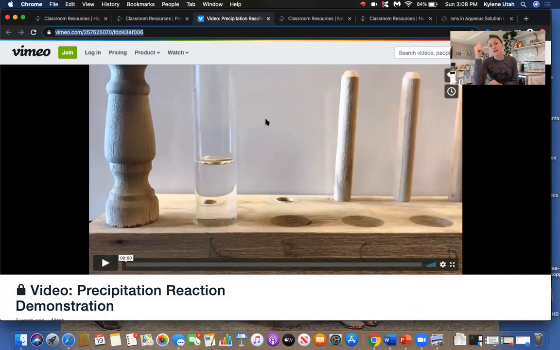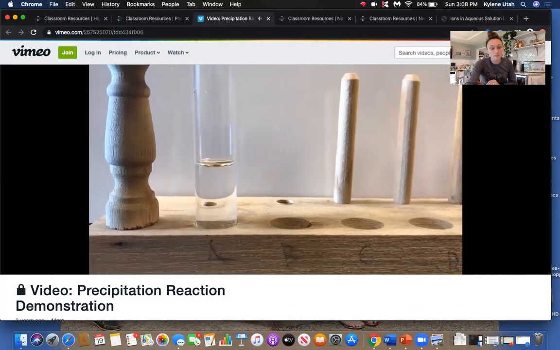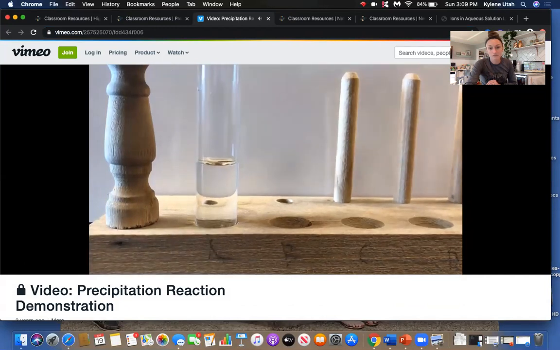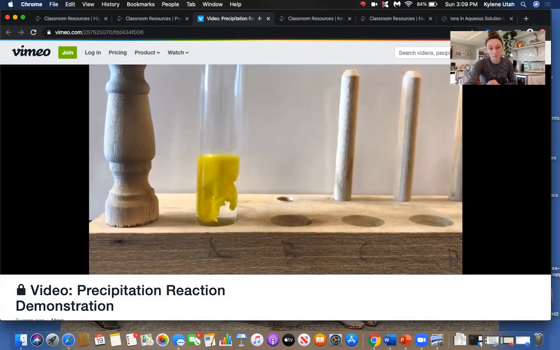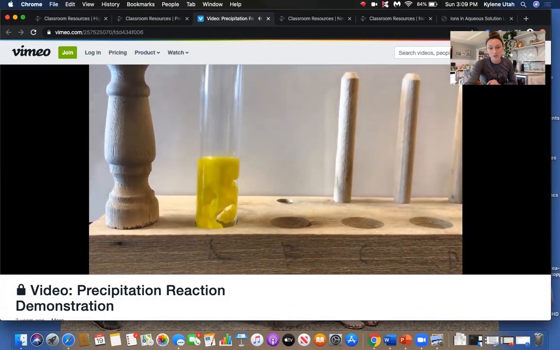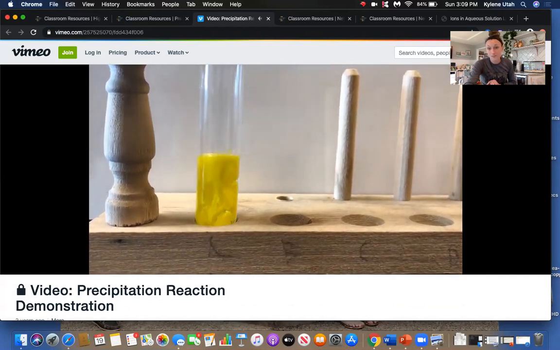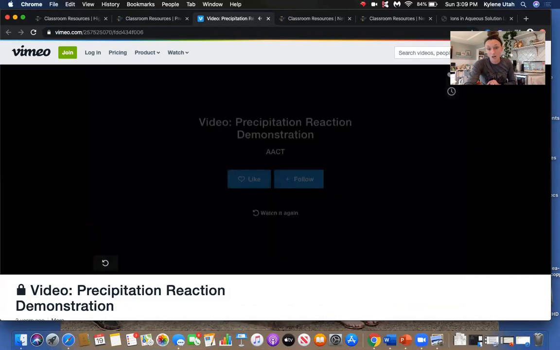So the potassium iodide and the lead 2 nitrate are both aqueous solutions, and they're both colorless. So we're going to see what happens when the two are added together here. This is like 10 seconds long. There you have it. You have this pretty yellow precipitate that's forming, and it's all falling to the bottom because that precipitate is denser than the water is.